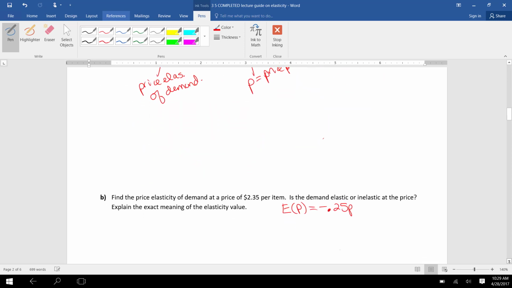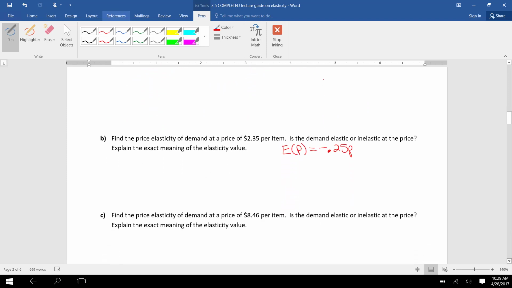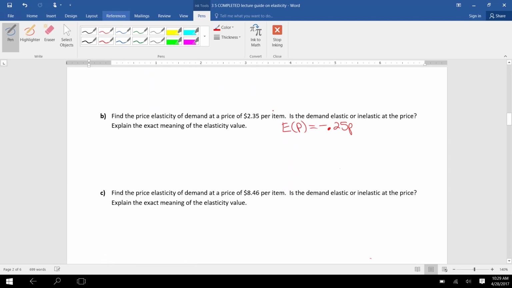Part B asks us to take our elasticity function and evaluate it at a price of 2.35, and then we'll interpret what it means. So just pulling out our calculator, we're going to plug 2.35 into our price elasticity function. I get a value of negative 0.5875. And we want to write a sentence that does three things. Your interpretation should always do three things.